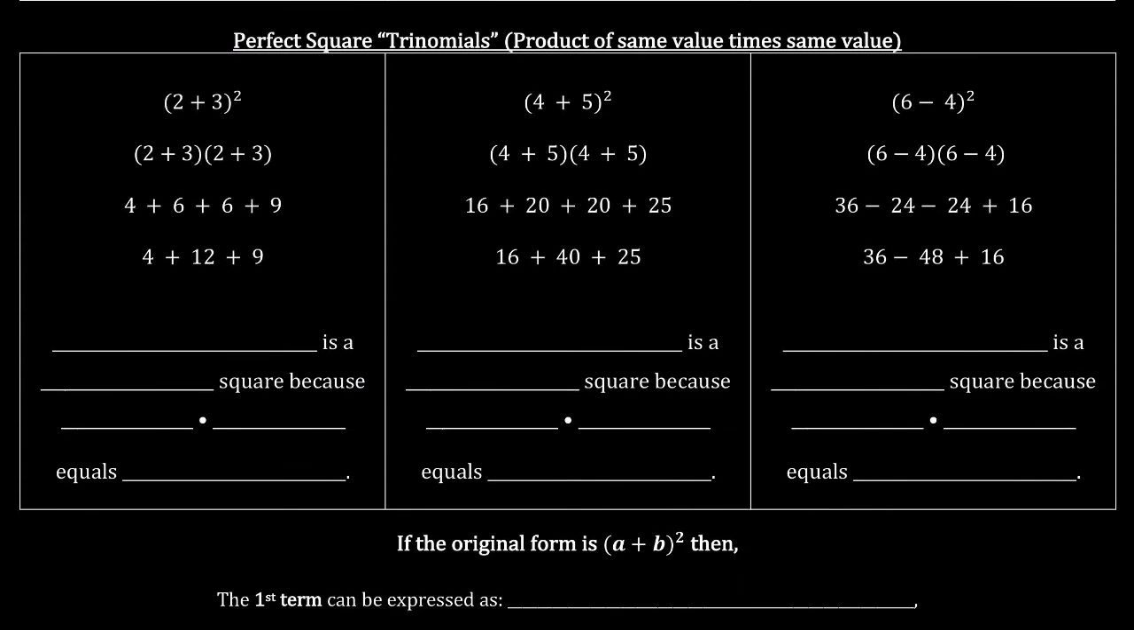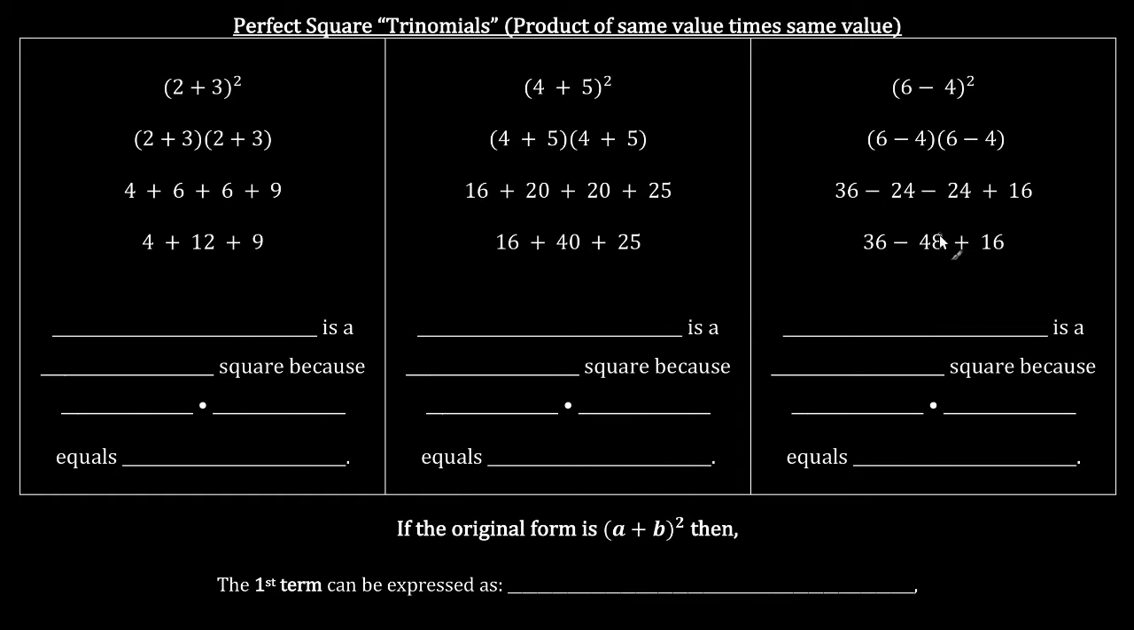Alright, so keep thinking about everything in terms of squares. Like same thing times same thing. So 2 plus 3 squared is really 2 plus 3 times 2 plus 3. We know that 2 times 2 is 4, which is how they got the 4. We know 2 times 3 is 6, which is how they got the plus 6. 3 times 2 is 6, that's how they got the other 6. And 3 times 3 is 9.